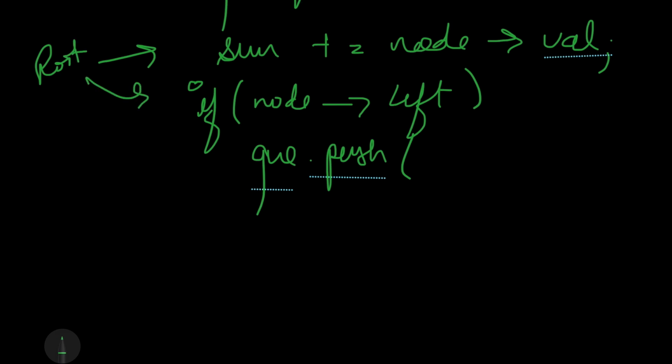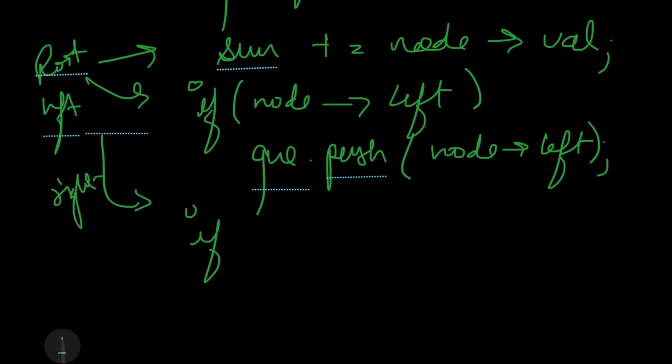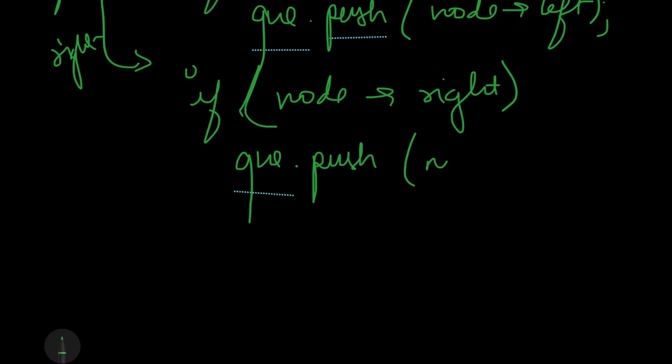This was the root, and here what we have done is put the left child in the queue data structure for the next step. And similarly we'll do with the right child as well. Here, if node of right exists, then we'll push the right child in the queue data structure for the next step.